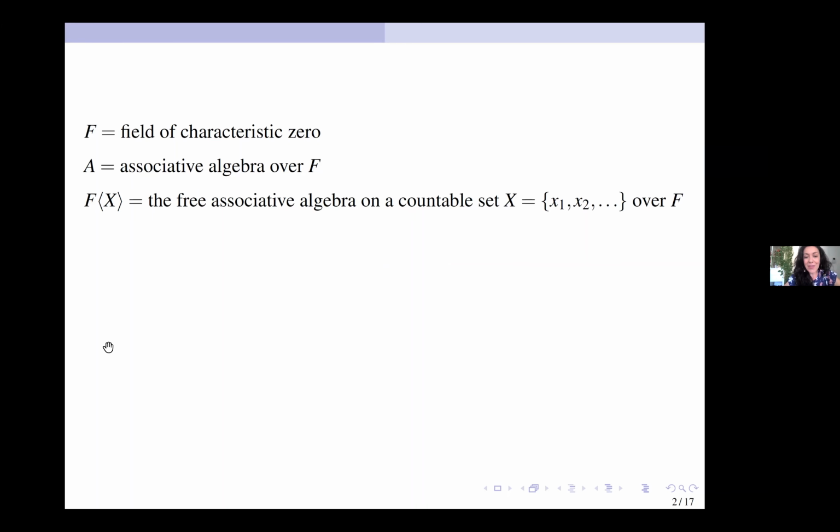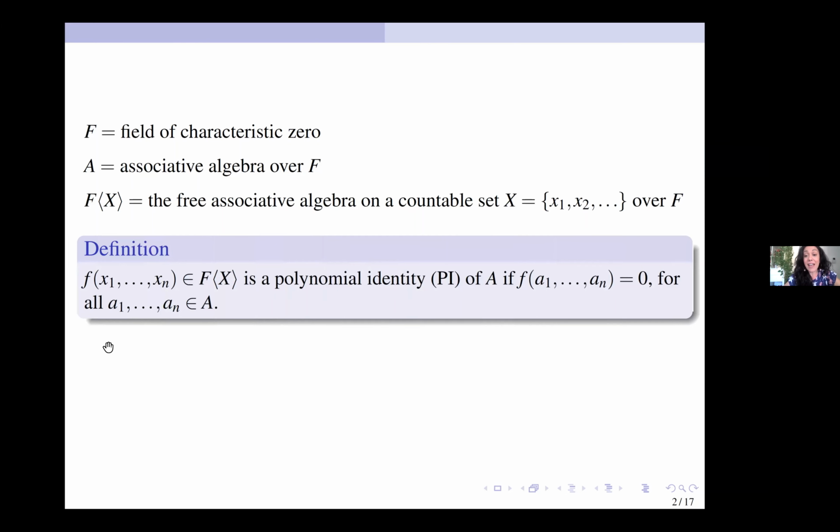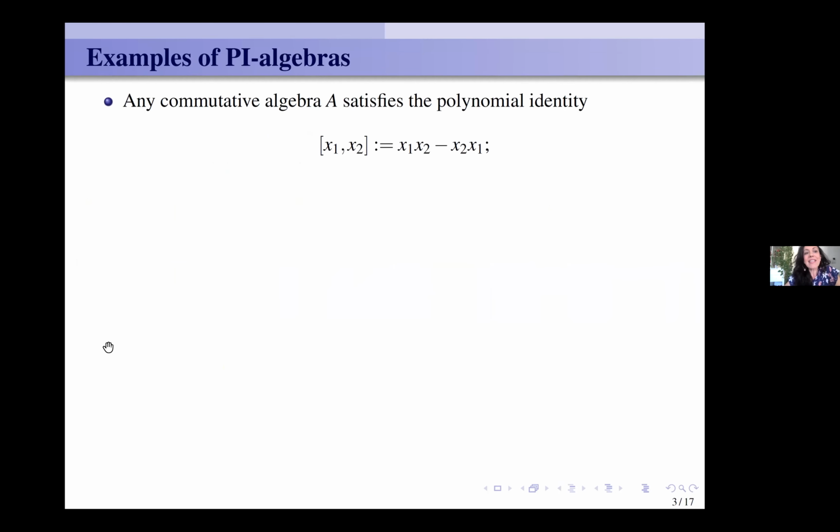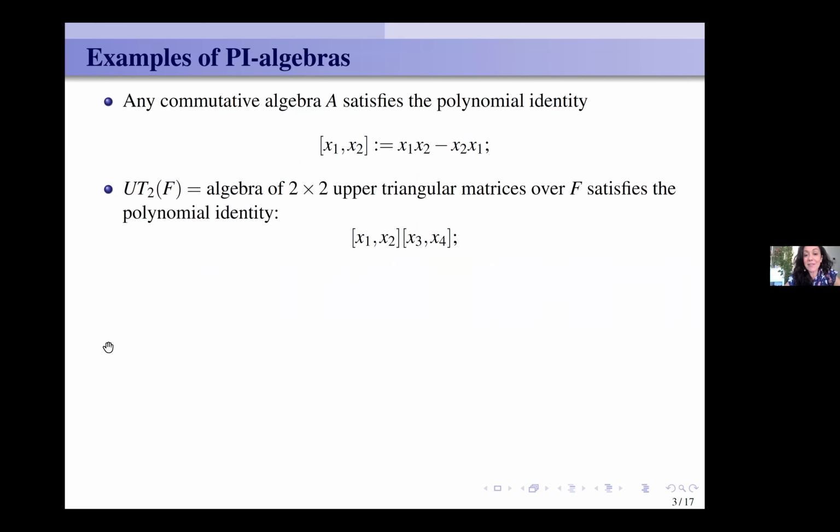A polynomial in the free algebra is a polynomial identity for A if it vanishes for all evaluations of the variables on A. And an algebra is called PI if it satisfies a non-zero, so a non-trivial, polynomial identity. Let me show some examples of PI algebras. Any commutative algebra is PI since it satisfies the Lie commutator of two variables. UT2, the algebra of 2x2 upper triangular matrices, is also PI since it satisfies the product of two commutators of length 2. It's obvious since a commutator of two upper triangular matrices is a strictly upper triangular matrix, and the product of two strictly upper triangular matrices is zero.